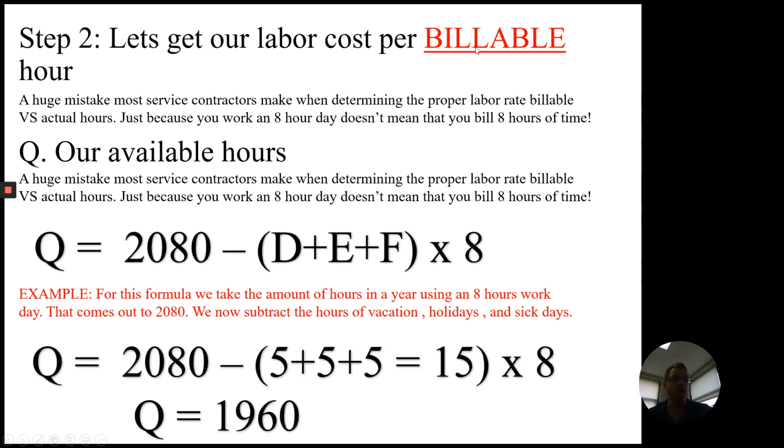So look at the formula that I did based on my numbers. 5 plus 5 plus 5 is 15. 15 times 8. You do 2080 minus this formula over here equals 1960. So we have 1960 billable hours in that year on an 8-hour day, excluding our other stuff.